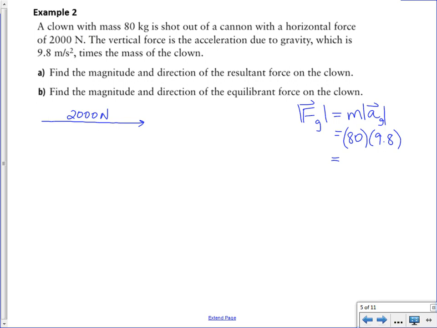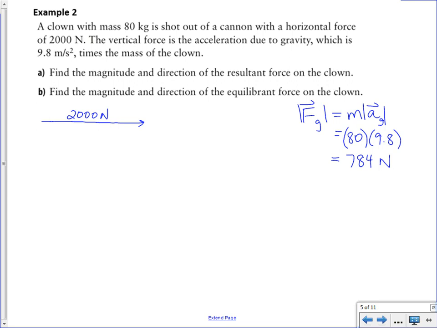And 80 times 9.8 is 784. And the result is a force, and forces are measured in newtons. Okay. So now, going back to my picture, I can now add this force to the horizontal force applied to the clown, because as soon as the clown leaves the cannon, it's really no longer going horizontal, right?